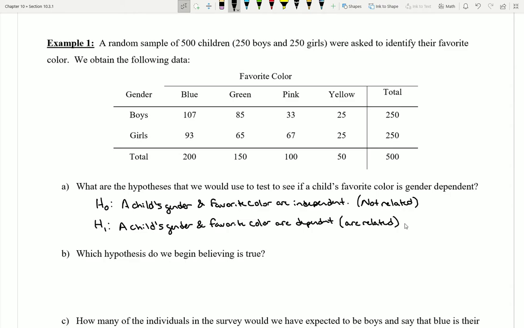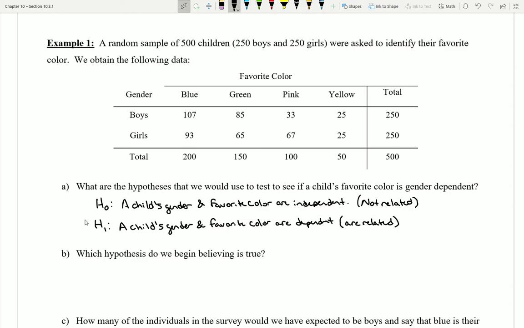And maybe you could imagine a reason why someone might want to know this. Maybe, as I think we'll see in a later example, a toy manufacturer wants to know if I create this particular toy with a particular color, is that going to make it more or less marketable? Maybe I want to know something like this.